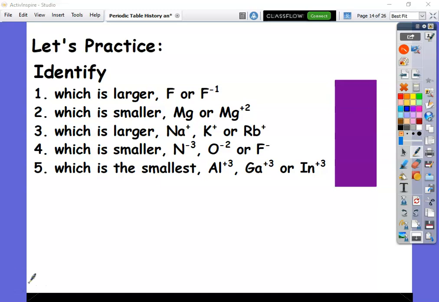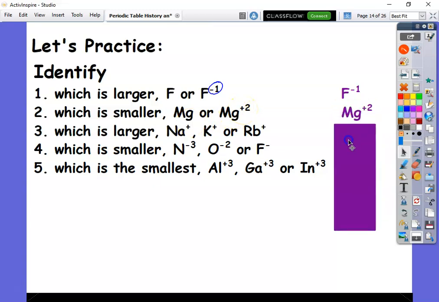Okay, we have a variety of questions here. Number 1 says, which is larger, the fluorine atom or the fluorine ion? This charge up here as a superscript tells us the charge of the ion. So we went from an atom to an anion. That means it gained an electron, and so it is larger than the atom that it comes from. Of magnesium and the magnesium plus 2 ion, the ion is smaller. Remember, cations are smaller than the atoms that they're made from.